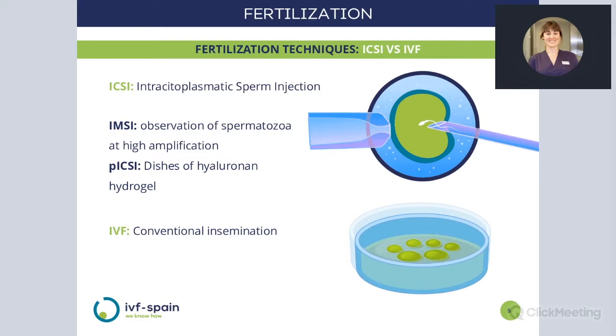The other technique is conventional insemination. In this technique, you have some droplets of media, and this media basically is your aliquot with sperm cells. You place the egg in these droplets, and the sperm cells will compete to naturally fertilize the eggs.